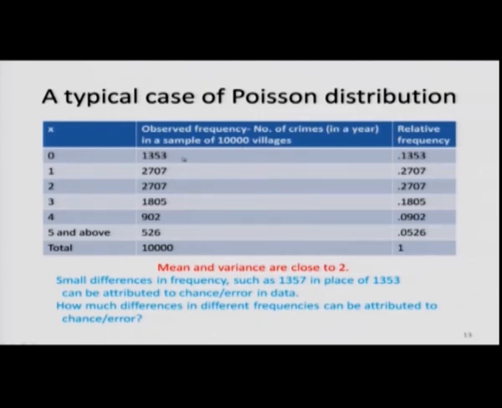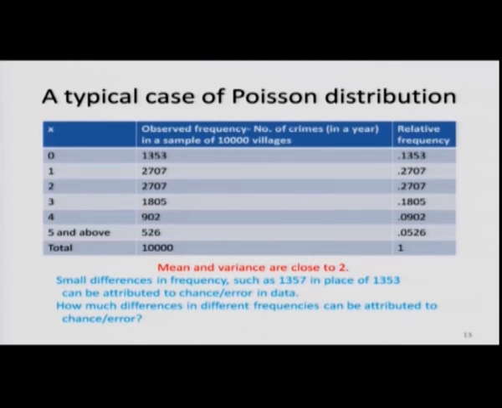Like here you have 1353, maybe your relative frequency in a Poisson distribution is 1353, but the observed frequency may be slightly different. Imagine that it is 1357 and not 1353. Maybe if it is more, then some other frequency will be less, because the total has to be 10,000. Now, we have to decide whether this difference of 1353 and 1357 can be tolerated.